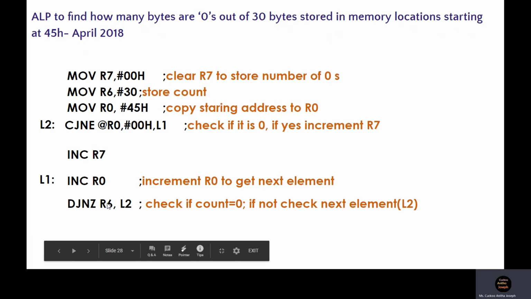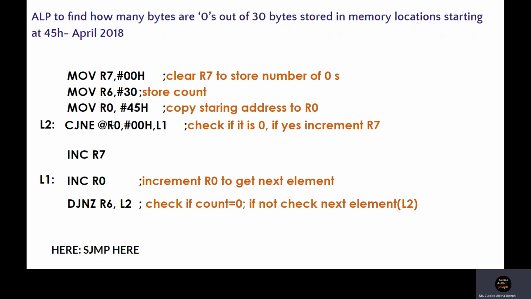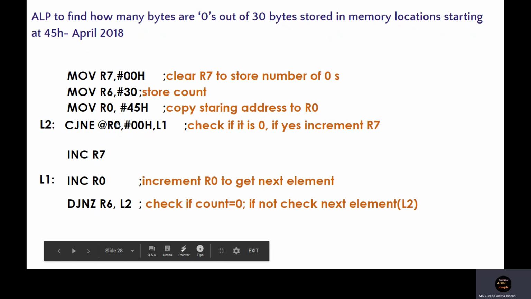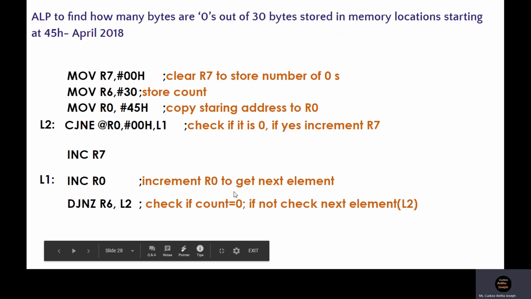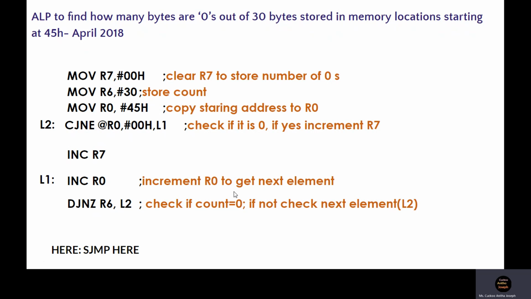So we will see if the content of R6 is 0. If it is non-zero, we will come to L2. R0 has been incremented, so it is pointing to the next element. That element will be compared with 00H. If they are equal, we will increment R7 and continue. If they are unequal, we will come to L1, increment R0 and continue. And when the content of R6 becomes 0, it means all 30 comparisons have been performed and the number of zeros is now available in R7.